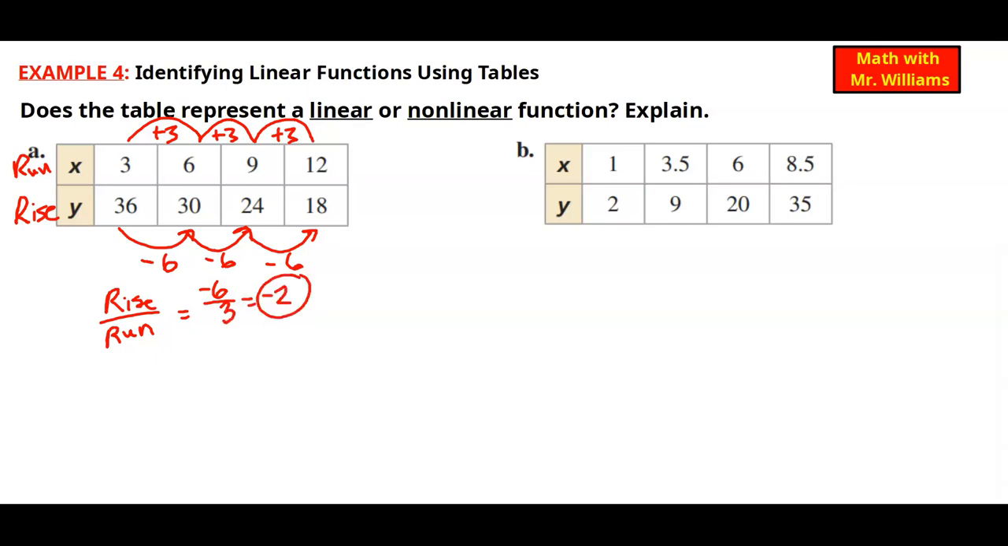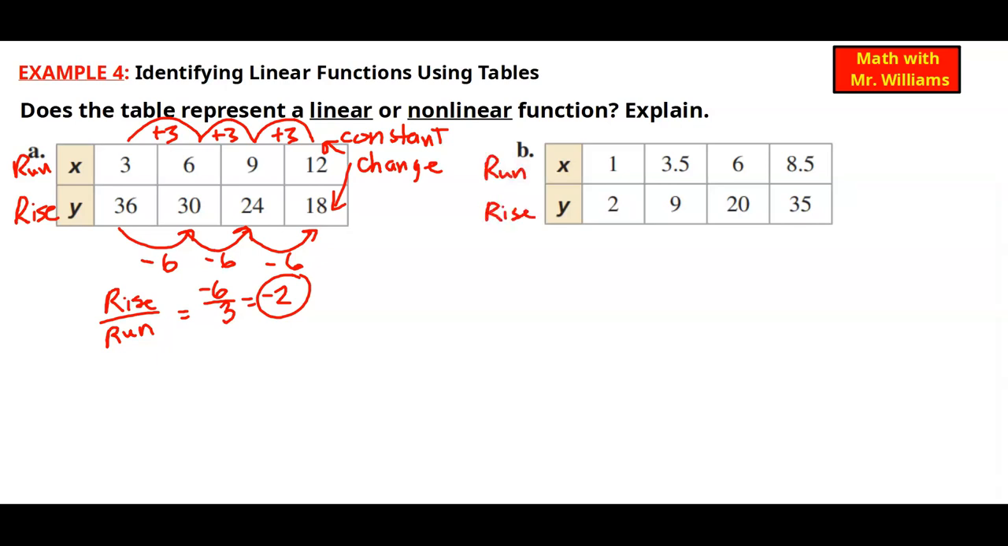All right, the key here is constant change. There has to be constant change on the top and the bottom, or with our rise and run, in order for it to be a linear function. Notice the top is increasing by 3 each time, and the bottom is decreasing by 6 each time. All right, let's go into B and see if it holds true. We have our rise, and we have our run.